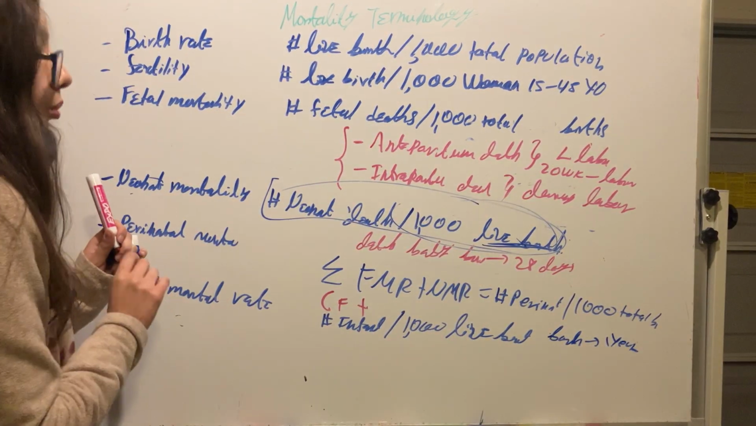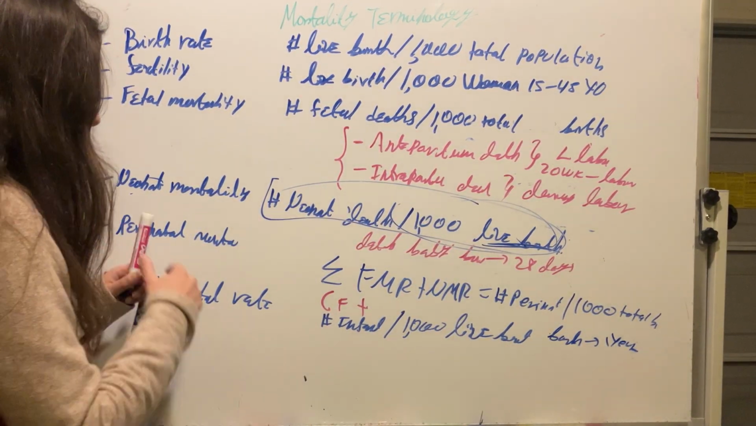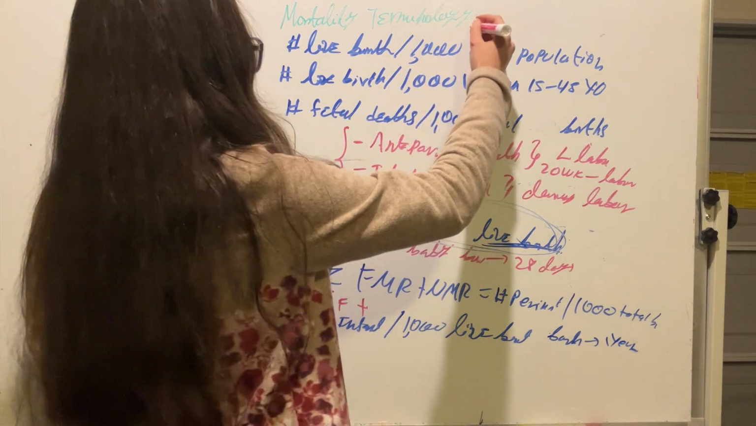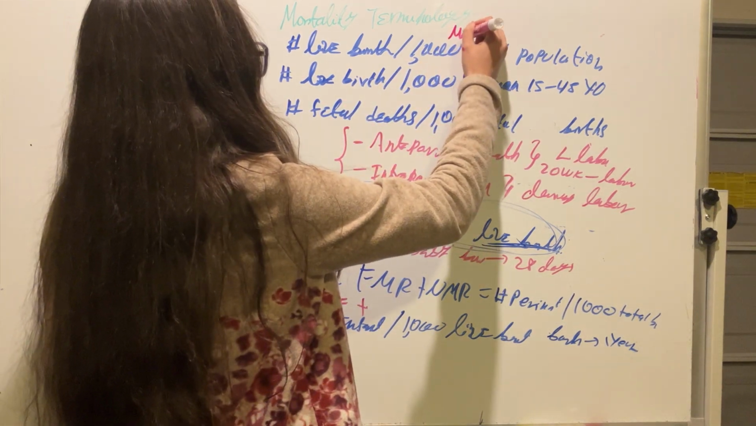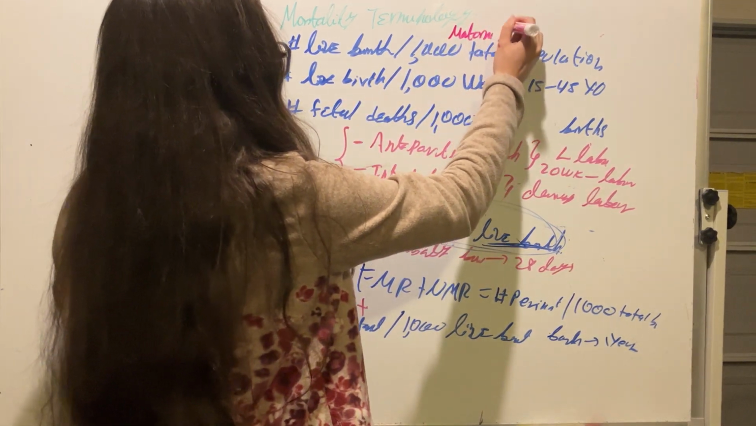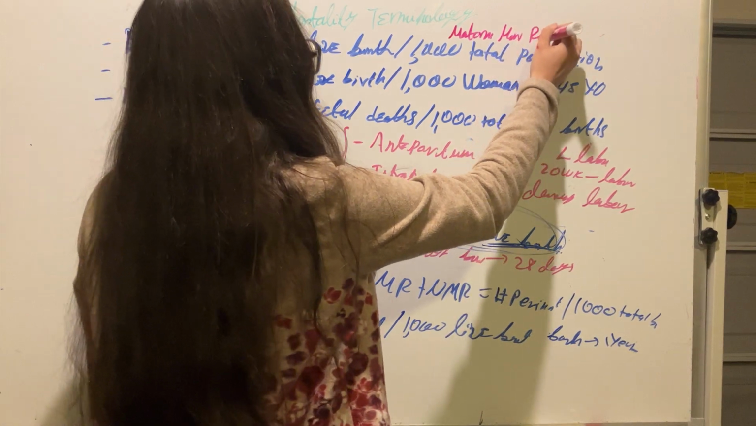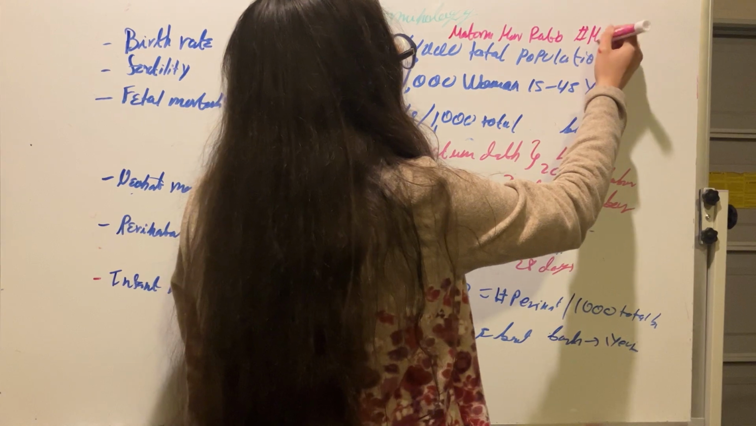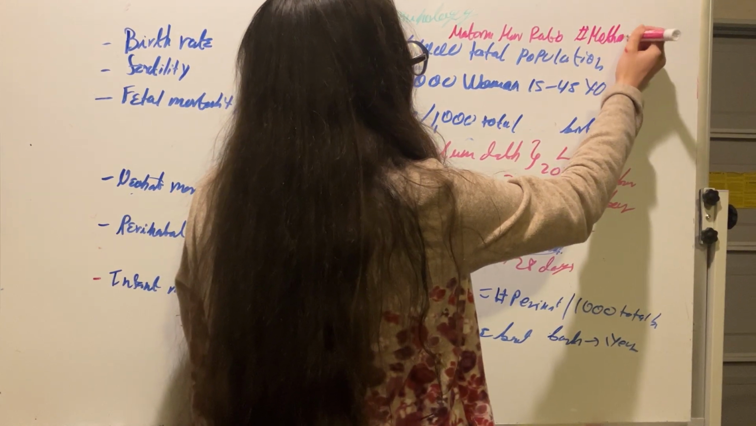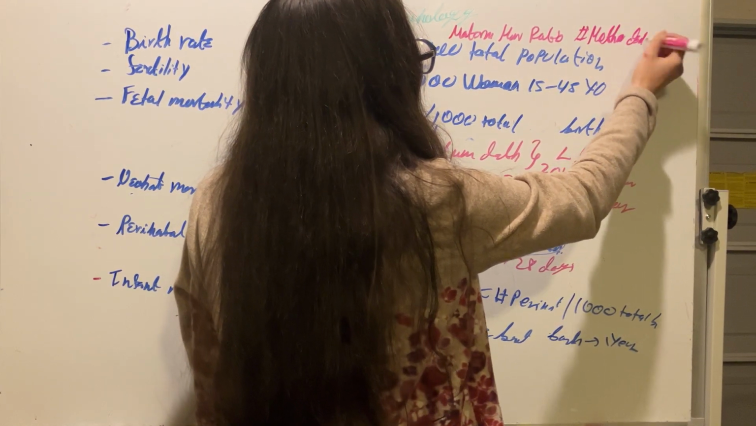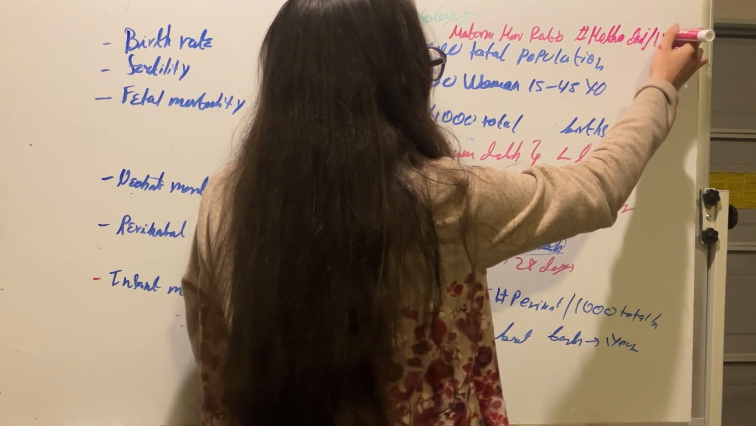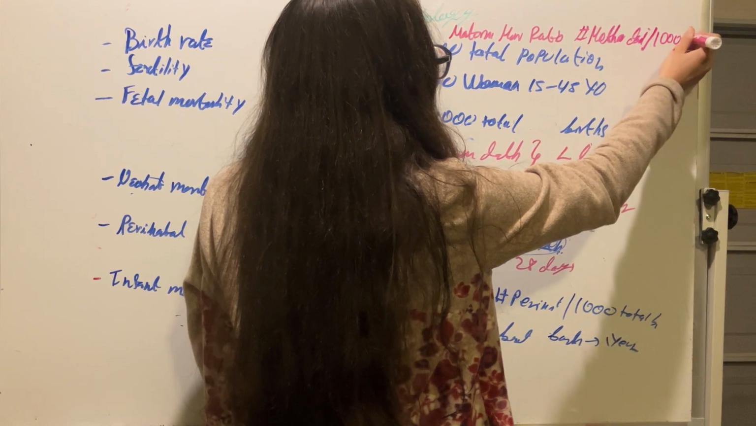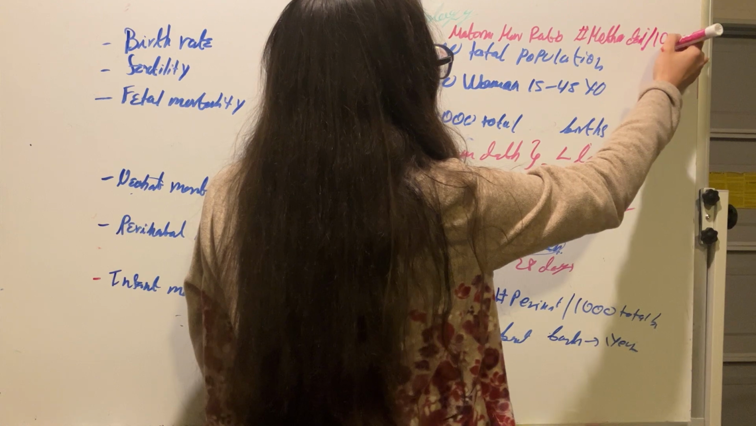Another terminology we have is the maternal mortality ratio, which is the number of mothers' deaths divided by 10,000 births.